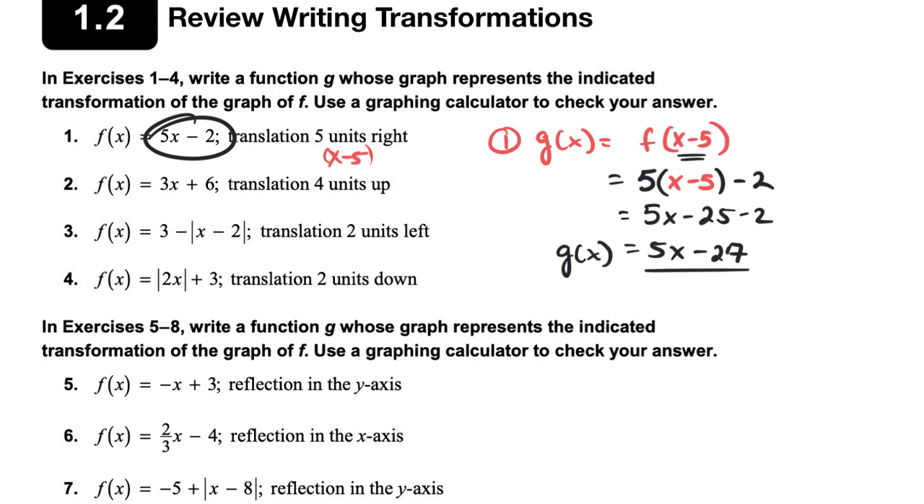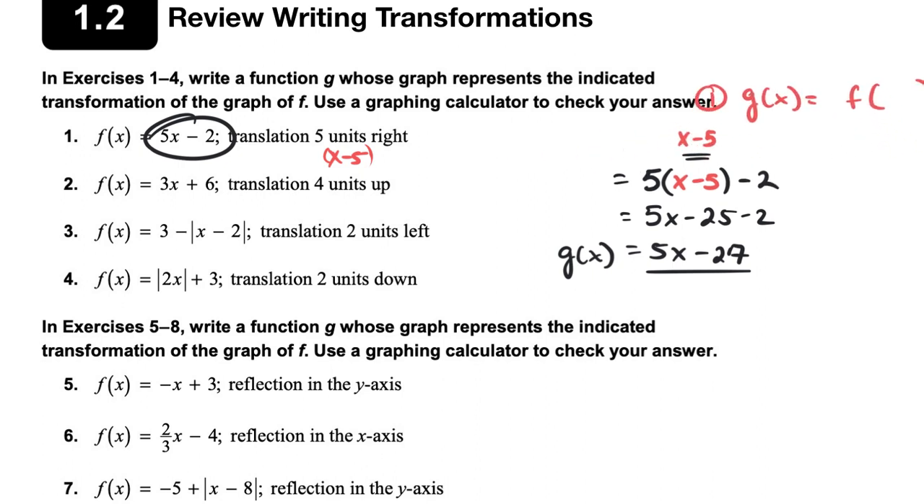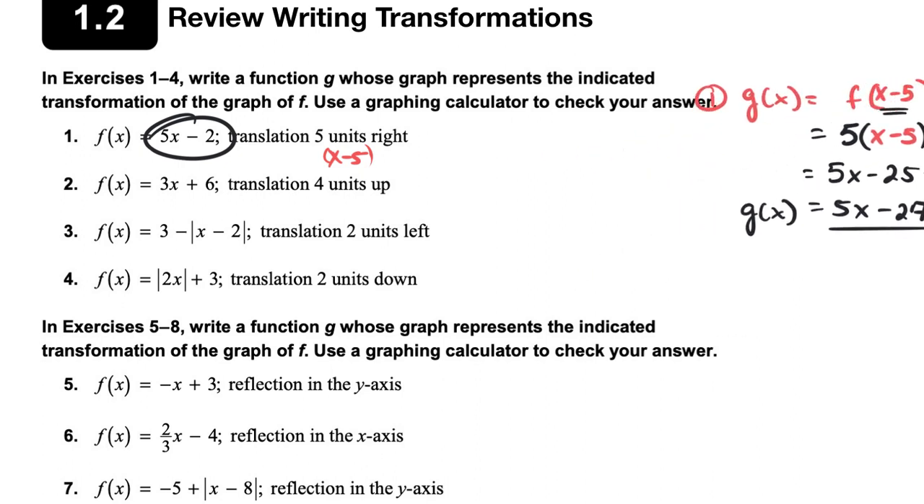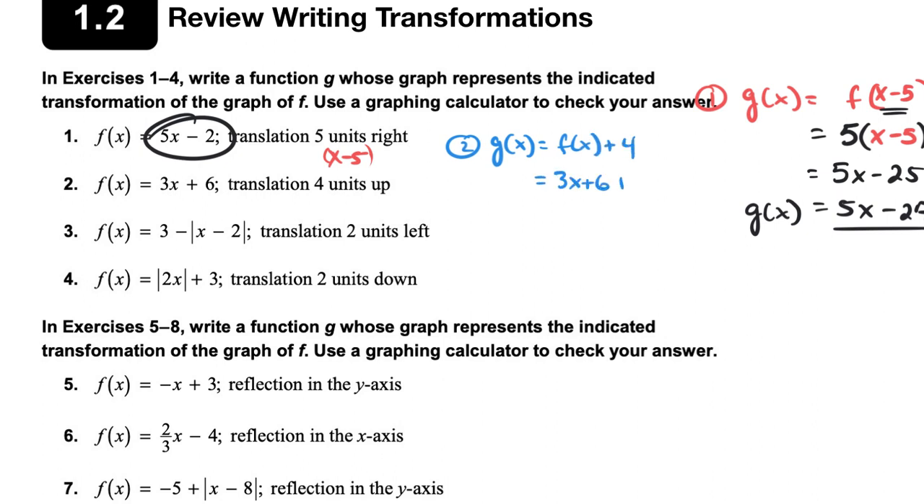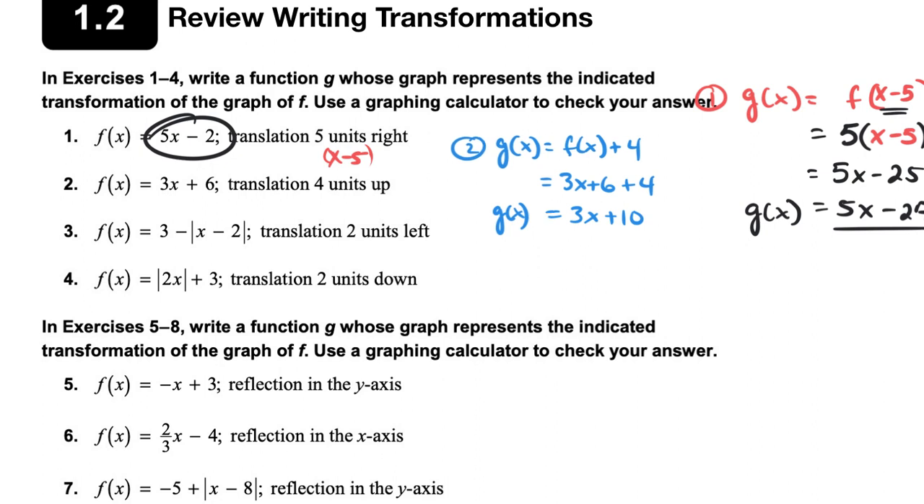All right, I'm going to grab that stuff and slide it out of the way, I hope, right here. I'll do problem number 2. Problem 2, I want to go up by 4. That means take the original function and just add 4 to it. So the original function is 3x plus 6, and then I add 4 to it, giving me my answer, 3x plus 10. That's my new function, and it will be 4 higher. It's pretty easy.